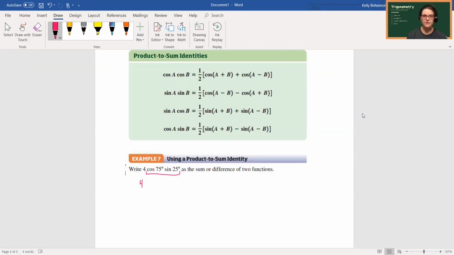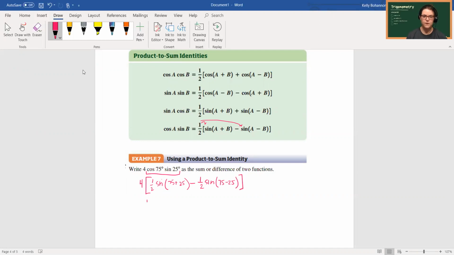You just rewrite. One thing I did want to point out is notice this 1/2 is in front of brackets, which means the 1/2 actually goes to both of these. So when I rewrite it, I'm going to rewrite it that right way. I'm going to rewrite it as 1/2 sine 75 plus 25 minus, and I've distributed the 1/2, so sine 75 minus 25.